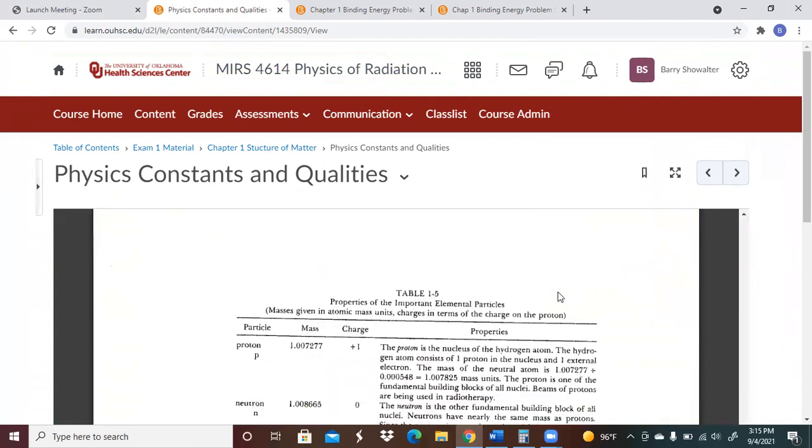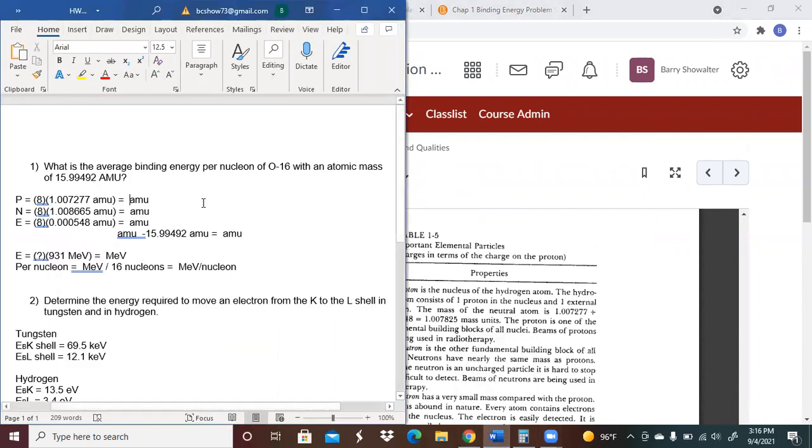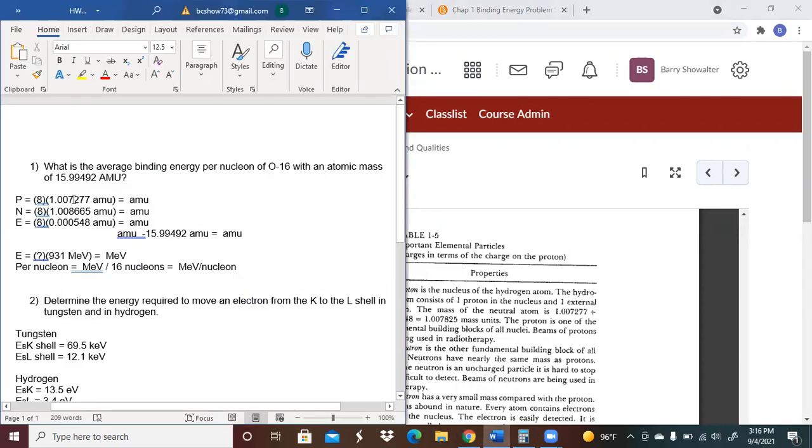Let's see if we can find it. Here we go. We have particles here in table 1-5, and we have the masses that go along with that, and these are given in atomic mass units. So if we were to go back and look here, we would find a proton is 8 times 1.00727. Well, where did that come from? Well, that came from here. So I went and typed that into here.